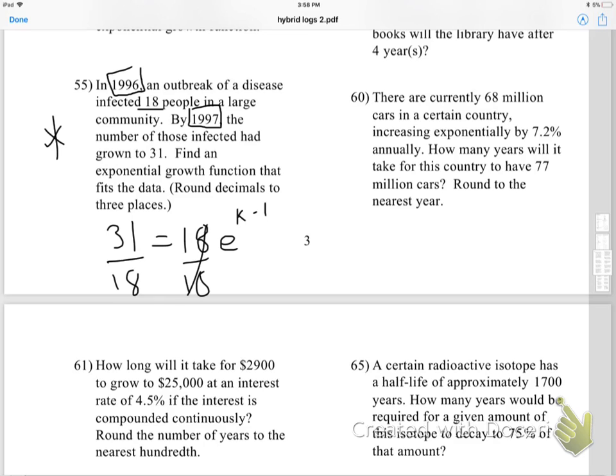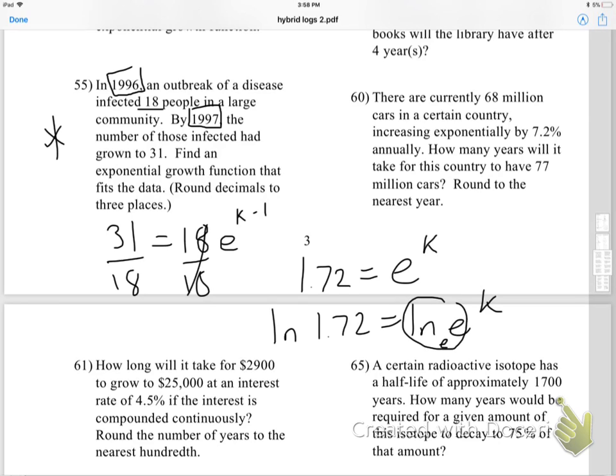31 divided by 18 equals 1.72. So 1.72 equals e to the k. That's it. Again, log both sides, ln for this. Because remember, the natural log, this is just k equals the natural log of 1.72.